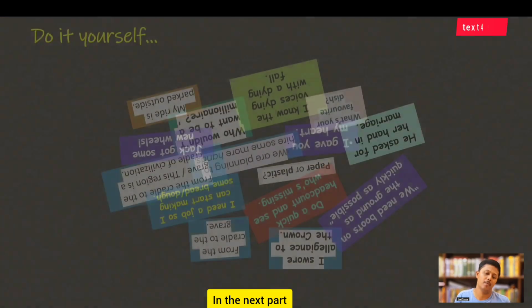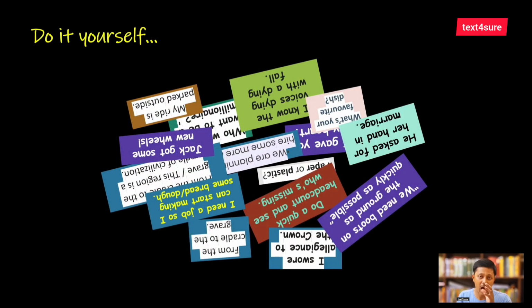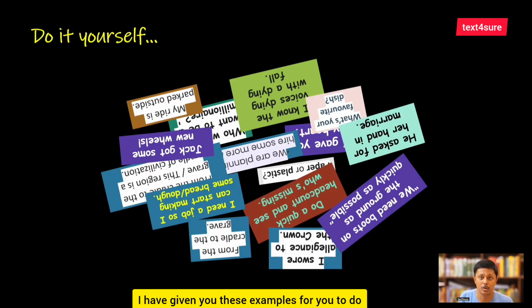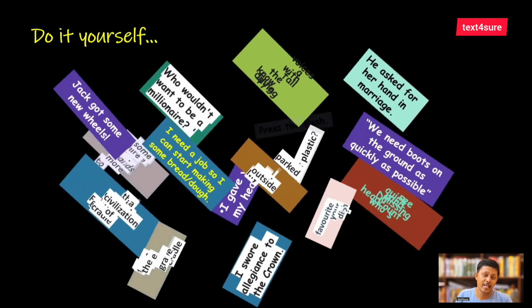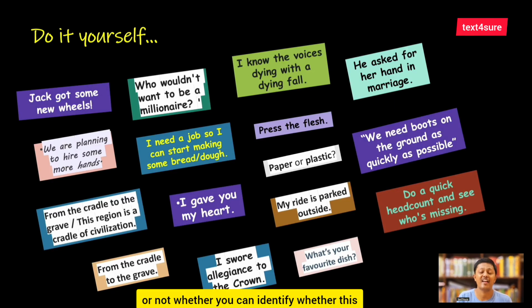In the next part, I have given you these examples to do yourself. Oops, these are jumbled. Don't worry. Here they are. Just pick one and try to find out whether you can identify whether this is an example of metonymy or synecdoche. These are given for you. It is your page. Do it yourself.